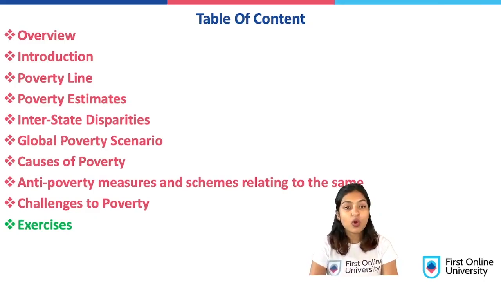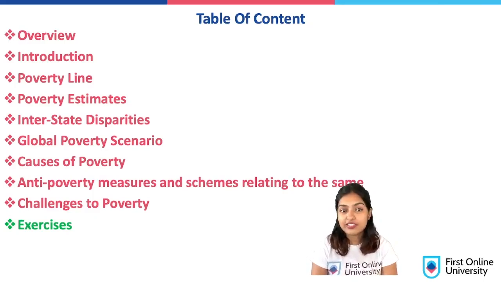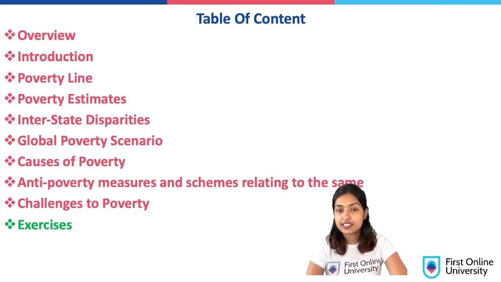Then we understand the poverty estimates, as in the statistical numbers or figures for the poverty rate that is prevalent in India. Then we see interstate disparities in terms of poverty. So what exactly are interstate disparities? Certain states in India might have a high level of poverty, certain states might have low levels. So we are going to compare which states these are.